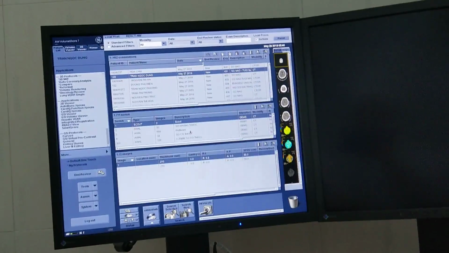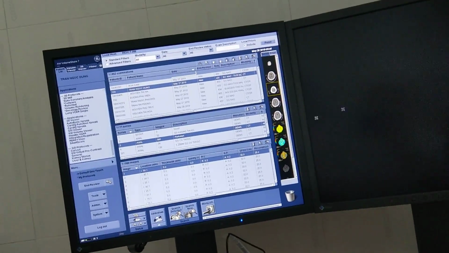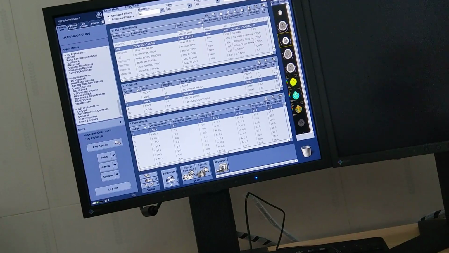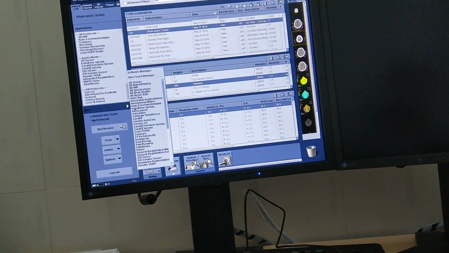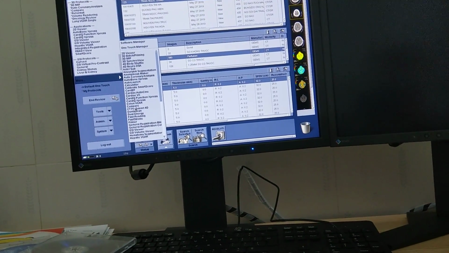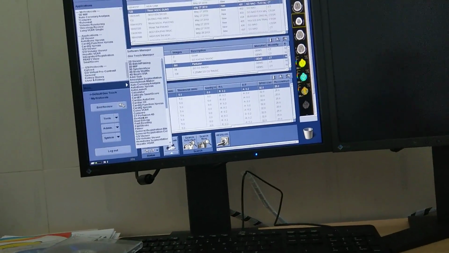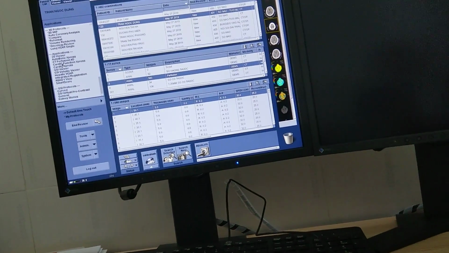Permission. It's a revolution. Perfusion body. If you want to make a shortcut, you can just click here and bring that. Yes, it's easy.